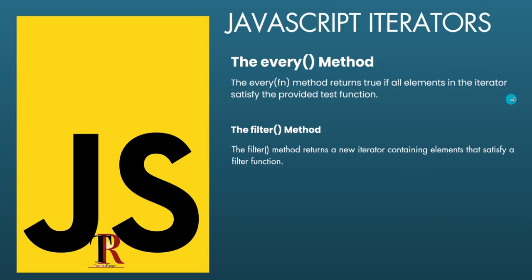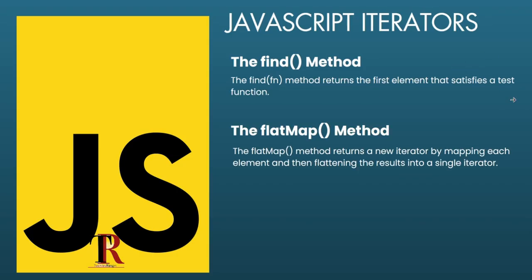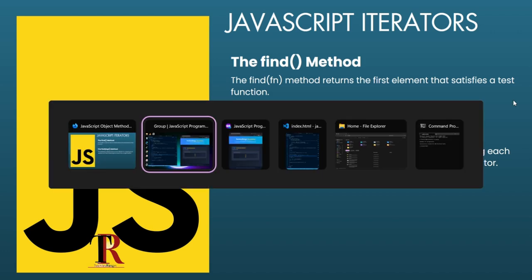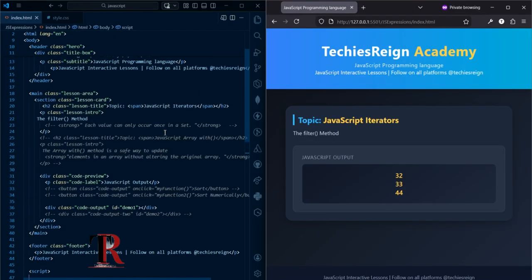So this is how the filter method works in JavaScript. Moving on with iterators in JavaScript, let's take a look at the find method as well. The find method returns the first element that satisfies a test function. So when you run a test, the first element that satisfies that test function is what the find method returns. Let's take a look at an example as well.